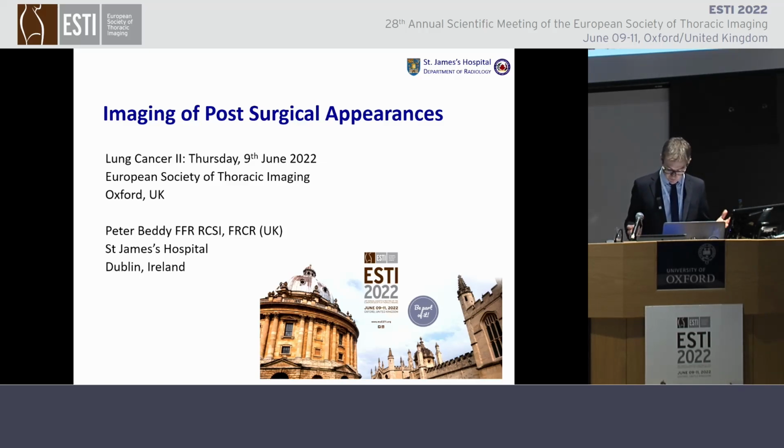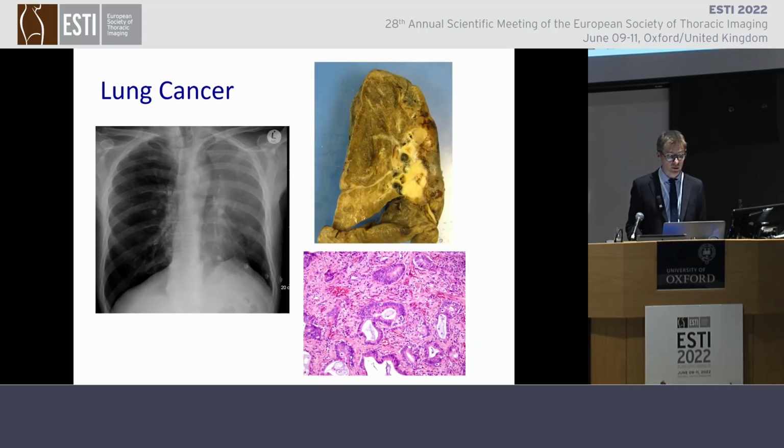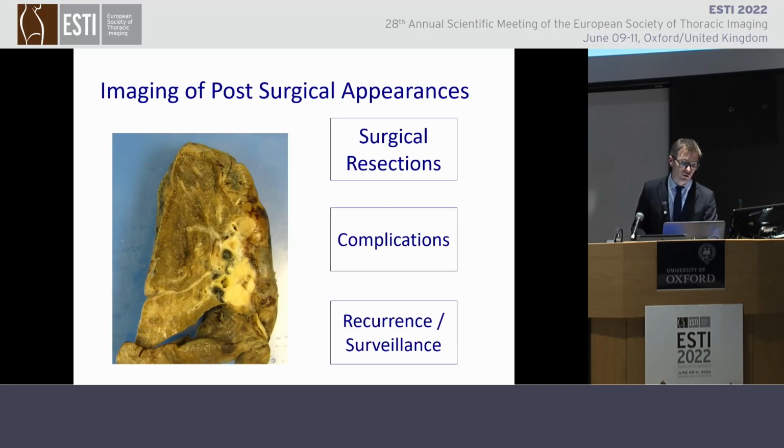I'm a thoracic radiologist and I principally work on lung cancer imaging. Today, the first talk of this session is going to be a relatively basic talk, looking at how we follow up patients who've had lung cancer surgery. About 20 to 30% of patients who present with lung cancer have disease that's actually curable, and the ideal curative treatment is surgery with removal of the tumour.